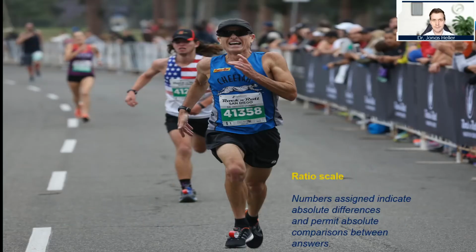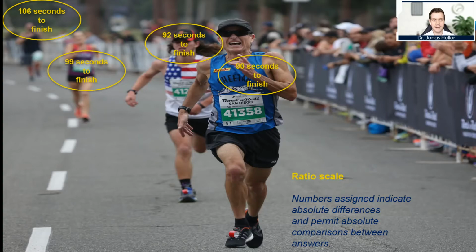The last type of scale that we have is a ratio scale. The difference compared to the interval scale is that we now can assign a true meaning to the 0 point in the data set. So a ratio scale could be, we assign each runner the number of seconds they still have to finish, right? So the first runner has 90 seconds to finish, the second runner still 92 seconds to go, the third one 99, and the last one 106 seconds to go.